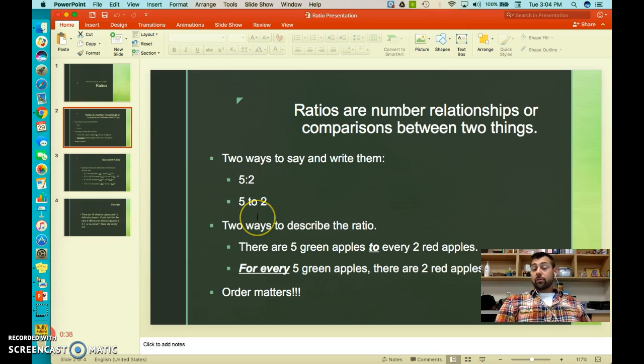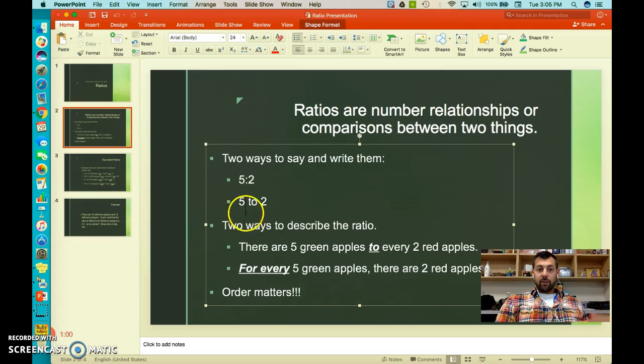You could also simply write out the words 5 to 2. Both of these say the exact same thing. They're both correct. There are two ways to describe the ratio. We have to assign this 5 to something and this 2 to something because ratios are relationships between two things. So what does the 5 stand for?